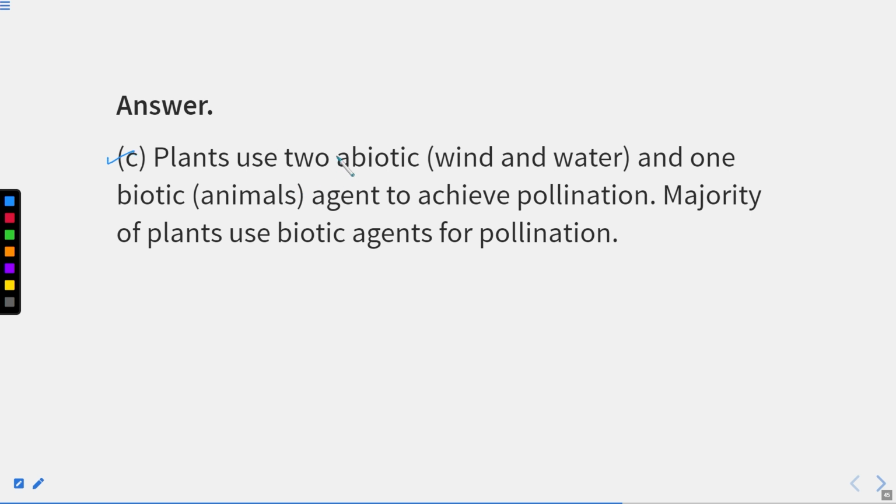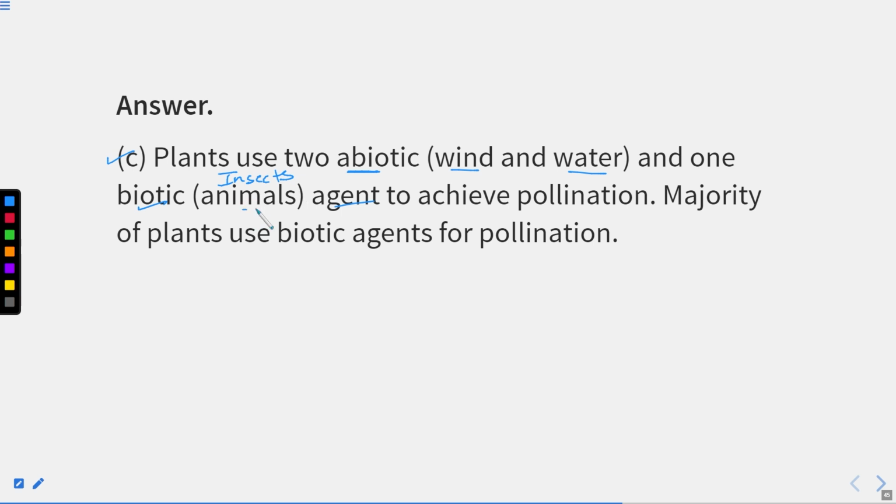Why is this option correct? Because plants usually use abiotic and biotic agents to achieve pollination. What are the abiotic agents? They are wind and water. And what are the biotic agents? They are usually animals or insects.